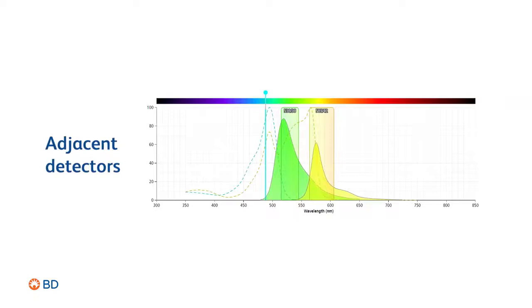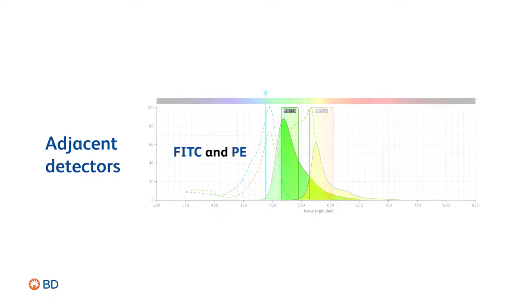Let's explore them. The first occurs when two adjacent detectors from the same laser line both capture signal due to the spectral emission of the fluorochrome. Here's an example off the blue laser line. You can see spillover occurring when the right shoulder of the FITC emission spectra is captured in the PE detector.